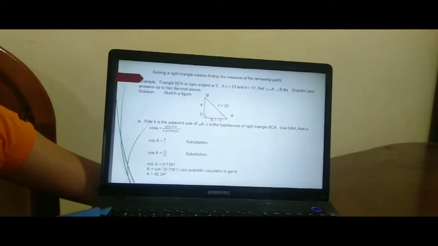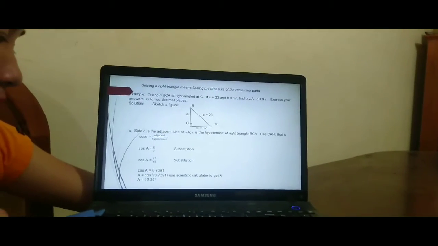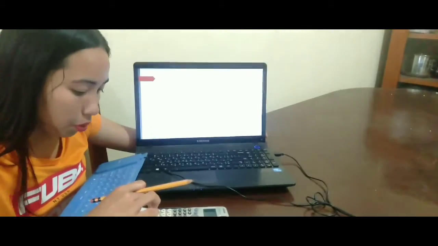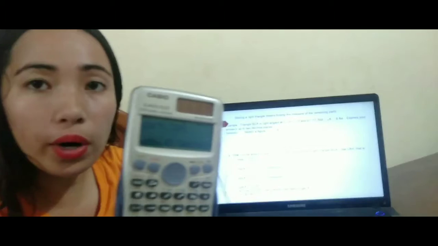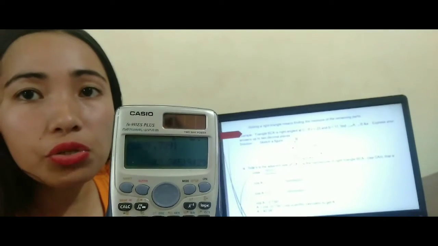So, angle man atong ipangita, in our calculator, we have to input cosine raised to negative 1 to get the value for the angle. So, cosine raised to negative 1 times 0.7391. So, the result is 42.34 degrees. So, that is the measure of our angle A.